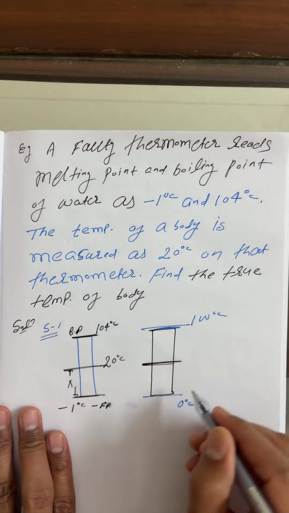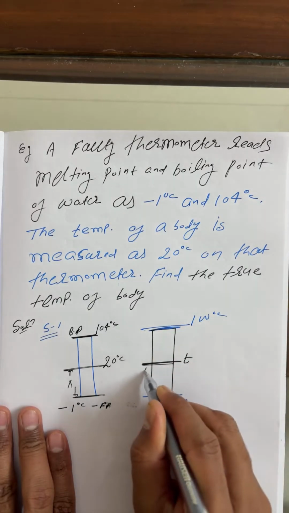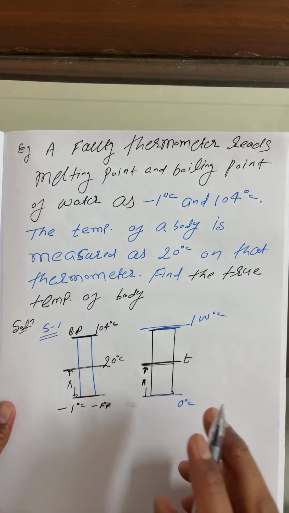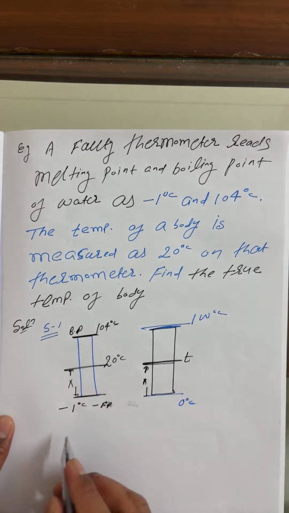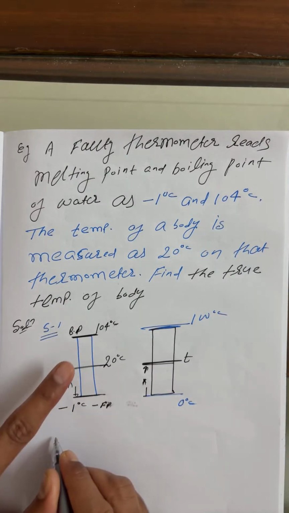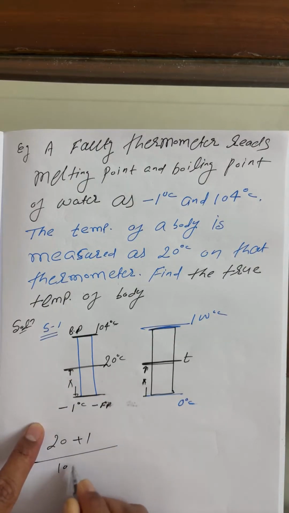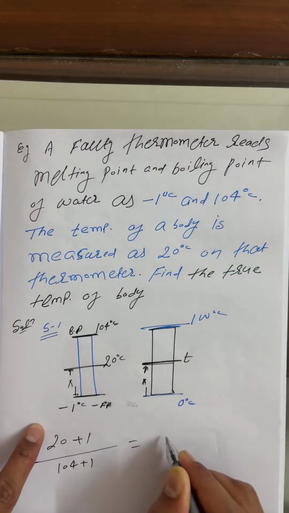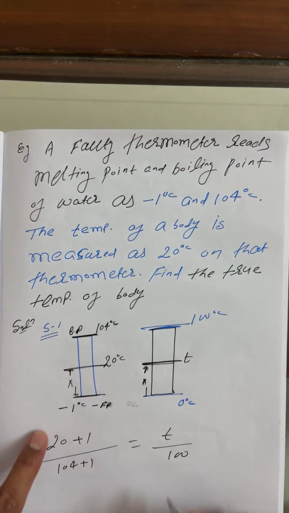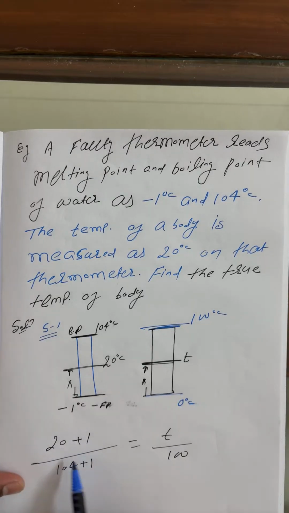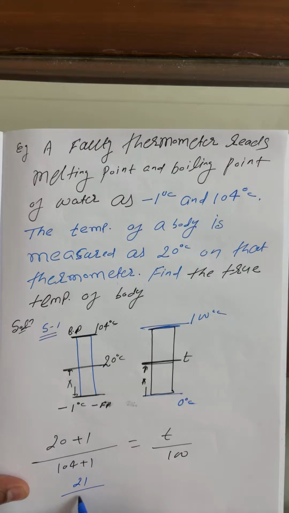So we wish to find the true temperature. Let us suppose at any value of x, the temperature is T. First write the scale reading and equate these two. The scale reading is 20 minus minus plus, 104 plus 1, equals T upon 100. So this is 21 upon 105 equals T upon 100.